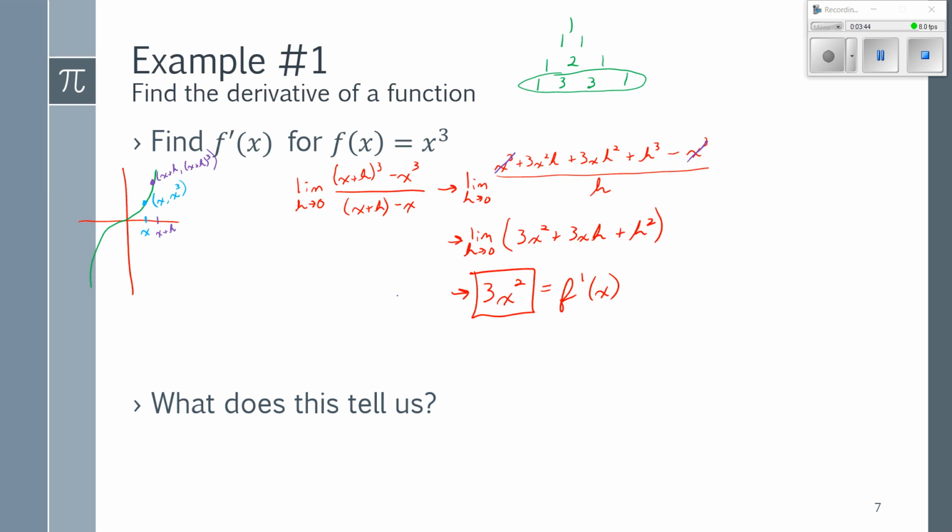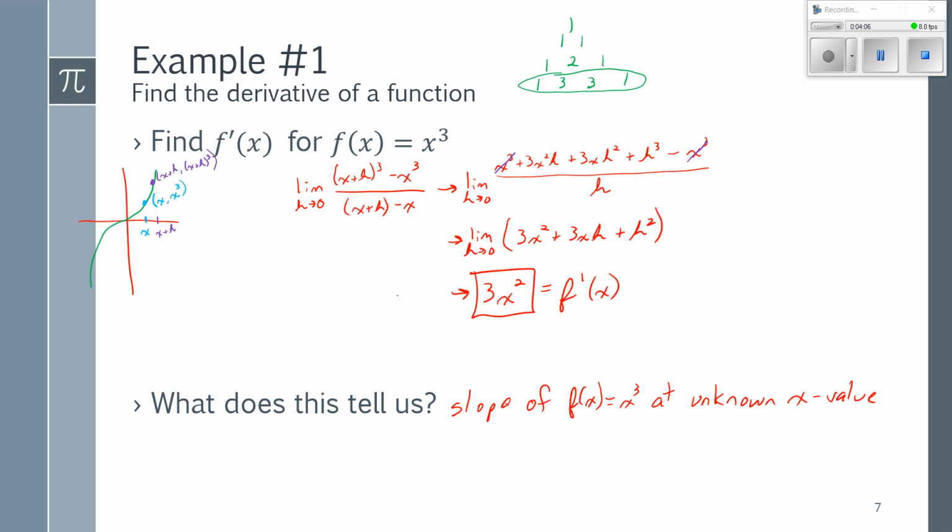So what does this tell us? Well, this tells us the slope of our function x cubed at an unknown x value. But it means that I can do this with a bunch of different x values.